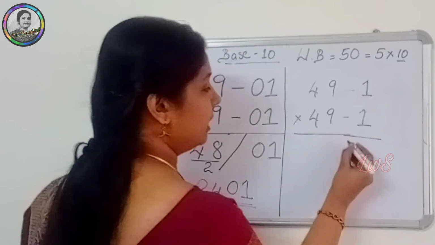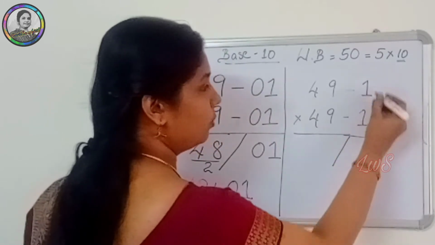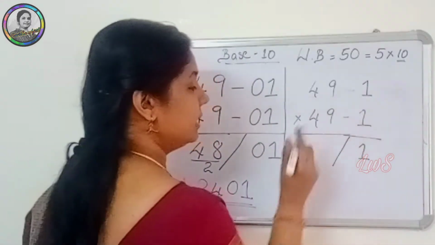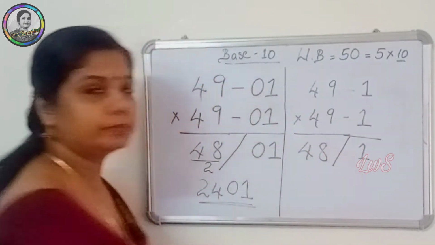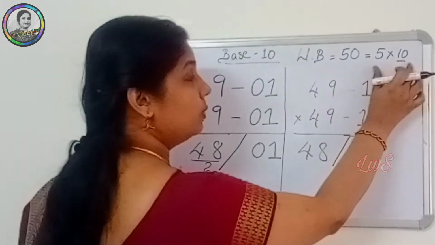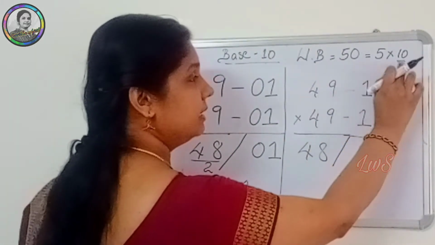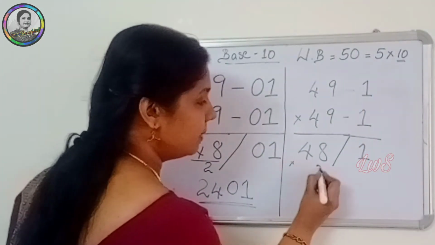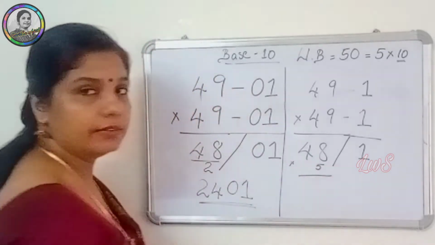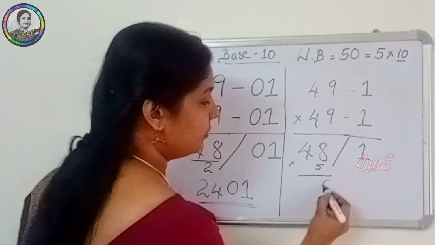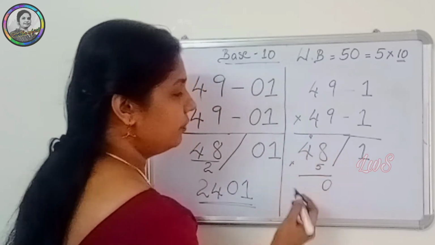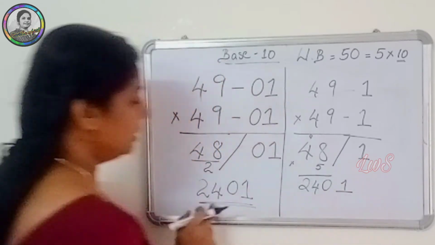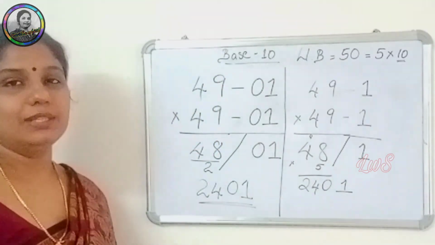Now, multiplication part. In the answer on the right hand side, 1 times 1 is 1. 49 minus 1 is 48. Here we got the working base by multiplying the base by 5. So here we have to do the same. 48 times 5, which is 8 5s are 40. Then 4 5s are 20 plus 4 is 24, and this way we got the same answer, 2401.